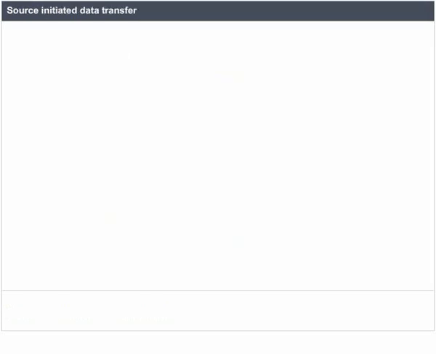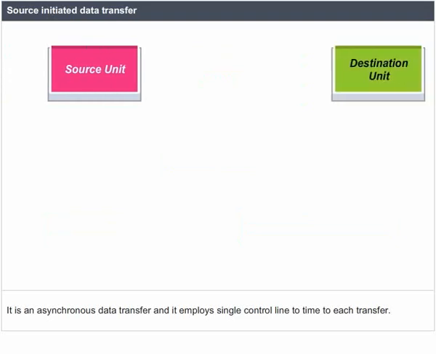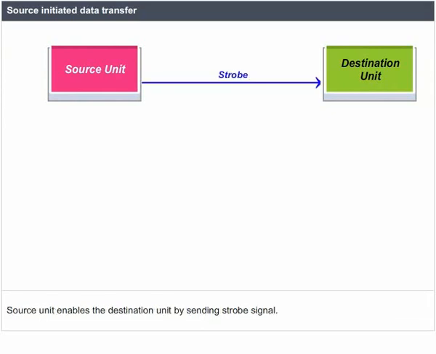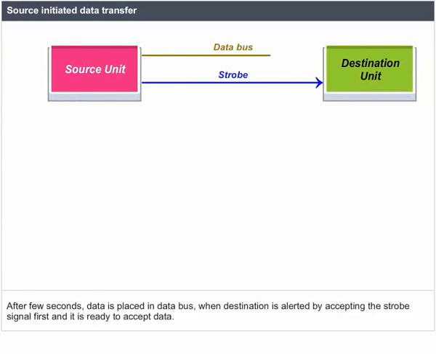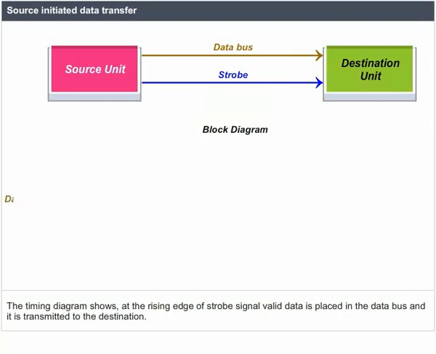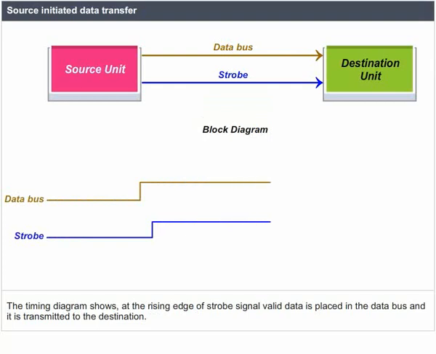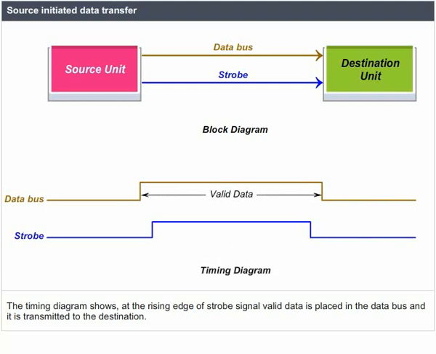Source-initiated data transfer. It is an asynchronous data transfer and it employs a single control line to time each transfer. The source unit enables the destination unit by sending a strobe signal. After a short delay, data is placed on the data bus. The destination is alerted by accepting the strobe signal first, and it is ready to accept data. The timing diagram shows that at the rising edge of the strobe signal, valid data is placed on the data bus and it is transmitted to the destination.